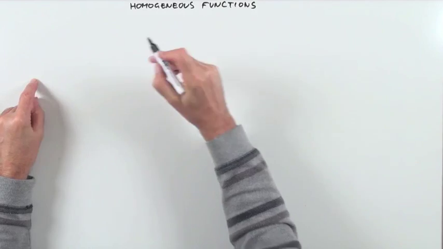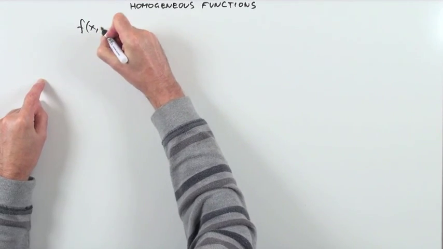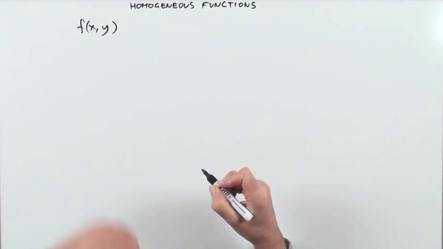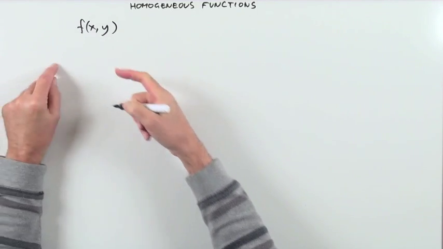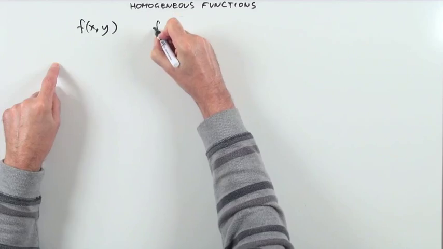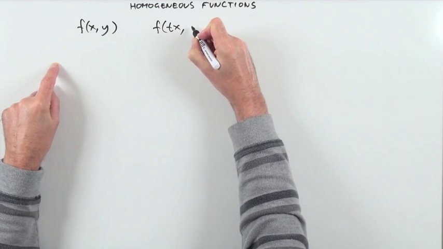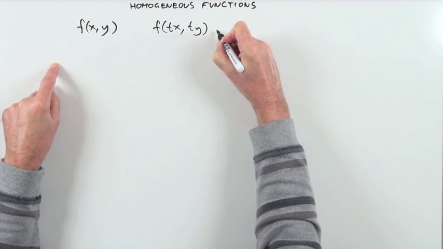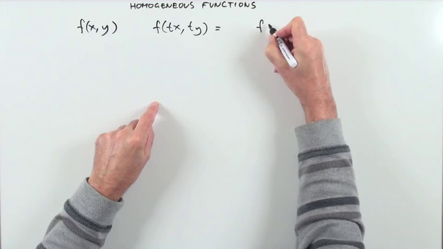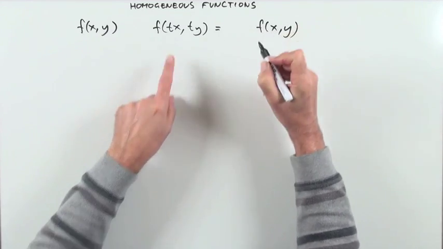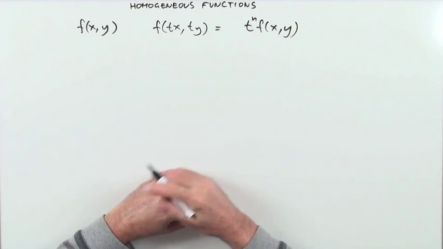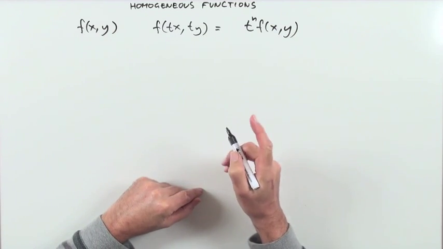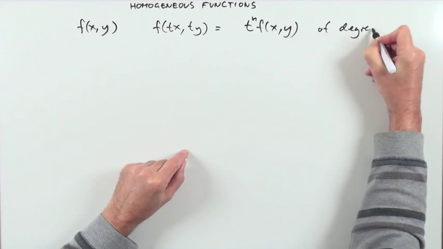Now, homogeneous functions. A function of several variables, I'll just use 2, is homogeneous if, when you multiply each of the variables by the same constant, in other words, if I do the function operating on t times x and t times y, that produces the original function again, only multiplied by some power of that constant that was used. And if that's the case, it's said to be homogeneous of degree n.